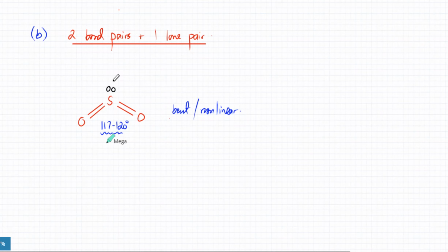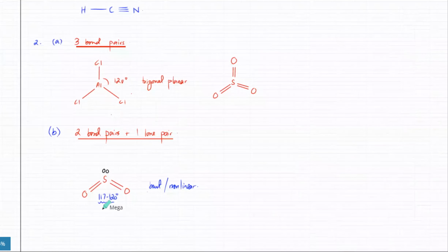This is bent, nonlinear, anytime you have one lone pair and two bonds. Remember, these two shapes are exactly the same, except that there's nothing attached on top. If there's nothing attached on top, then there's obviously nothing there except for the electrons, so you don't count it in this shape. So it's no longer fan shaped, it's just V-shaped. You can call it bent nonlinear, or you can also call it V-shaped.